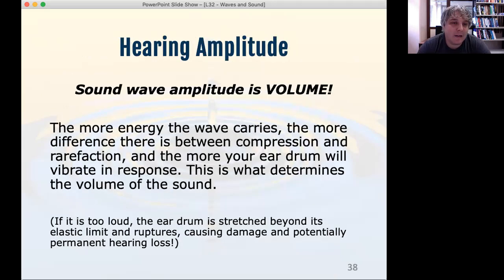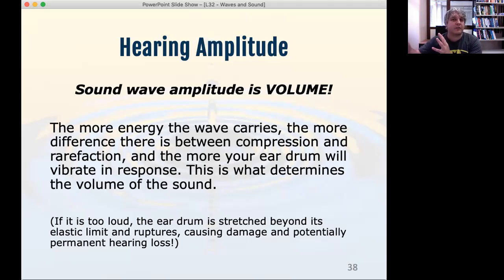What does that mean in terms of the sounds we hear? Sound wave amplitude is the volume of the wave. The more energy the wave carries, remember a wave is just the transport of energy, the more energy the wave carries, the more difference there is between the compression and rarefaction, then the more your eardrum will vibrate in response. Remember that the higher compression means higher pressure. Higher pressure means your eardrum is going to bend more, it's going to move more in towards your head because your internal head pressure is the same.